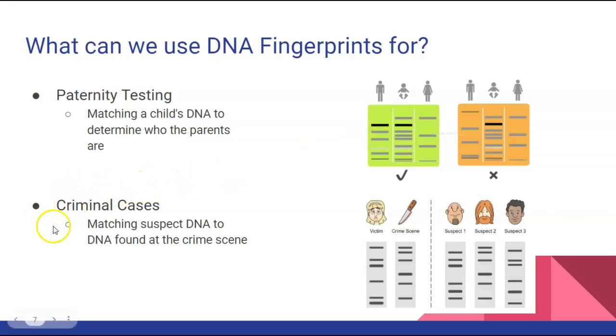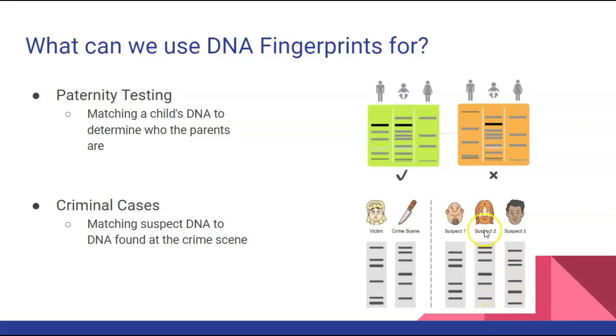You can also use this in criminal cases by matching suspect DNA to DNA found at the crime scene. In this example, we have a victim and the crime scene, like blood or hair or whatever was found there. We know that some of this DNA did come from the victim, but some of it did not. Then you match up those missing bands that are not from the victim to the suspects.